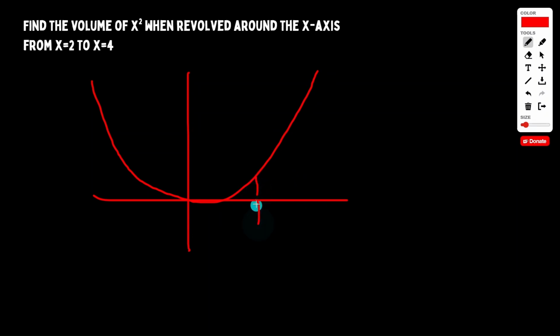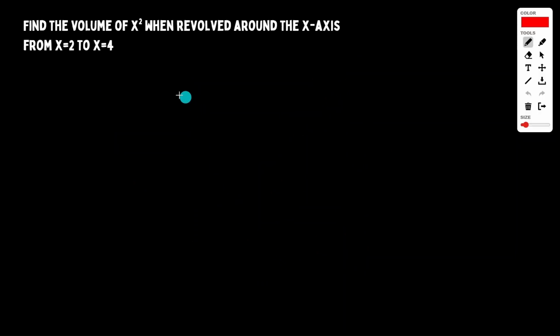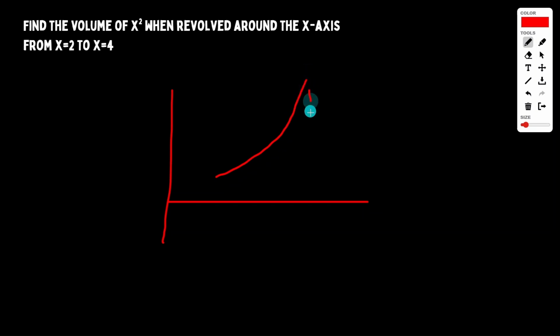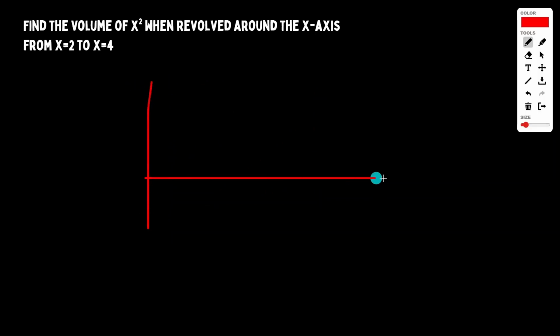So let's just say this is x equals 2, and let's say this is x equals 4. If you only consider this side, because this is the only side we're going to be working with, we can just draw it like this. That's going to be our function. And if we were to rotate this around the x-axis, it would basically look like this.